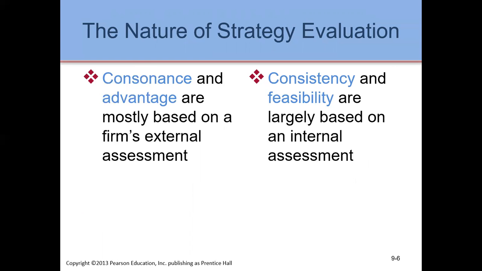Now, starting from the nature of strategy evaluation discussion, there are 2 aspects we need to talk about. One is related with consonance and advantage. And the other aspect would be consistency and feasibility. When we talk about consonance and advantage, remember that these are mostly based on the firm's external assessment. Whereas when we talk about consistency and feasibility, these are largely based on an internal assessment.